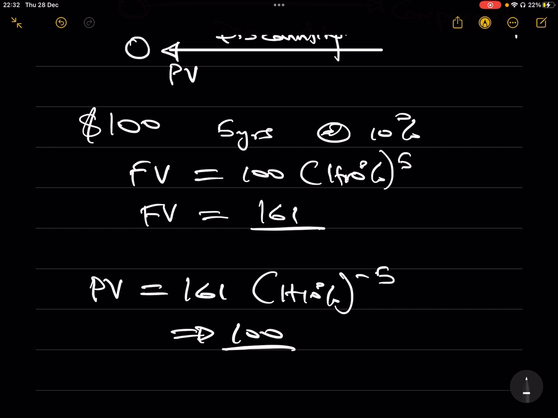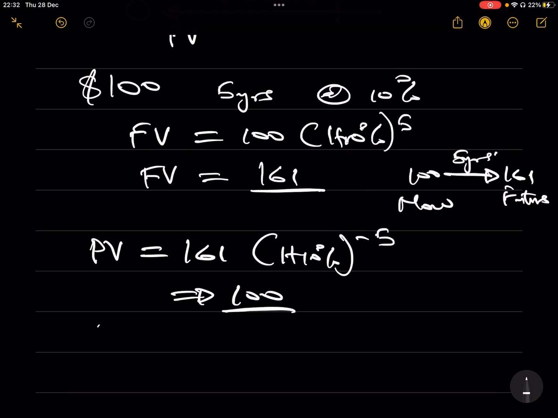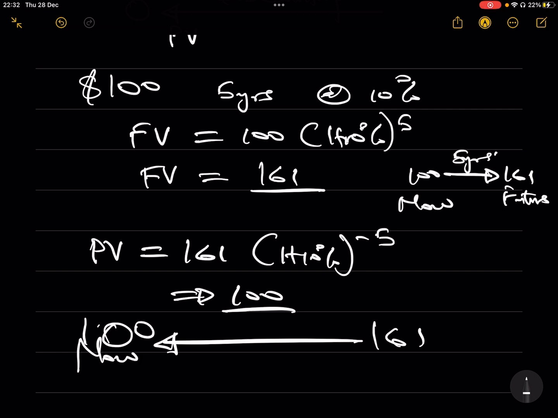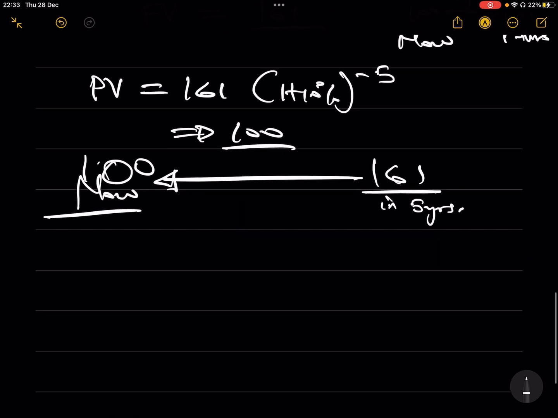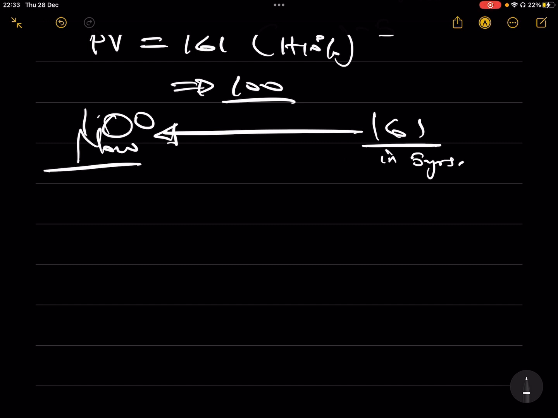So here what we've done is that we've taken 100 to 161 over 5 years. So this is future and this is now. And here what we have done is that we took 161 to present now. And 161 now is what, 100. So 161 in 5 years is what 100 is now. That is what we are saying. And that is how to look at present value and future value. So good. Now that is just a quick reminder on time value of money.